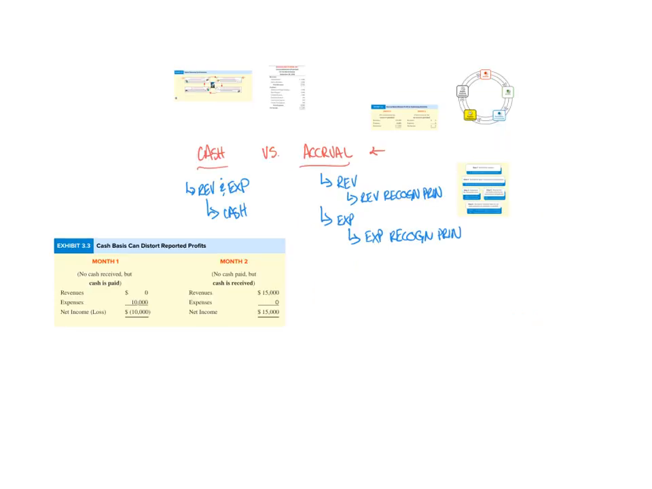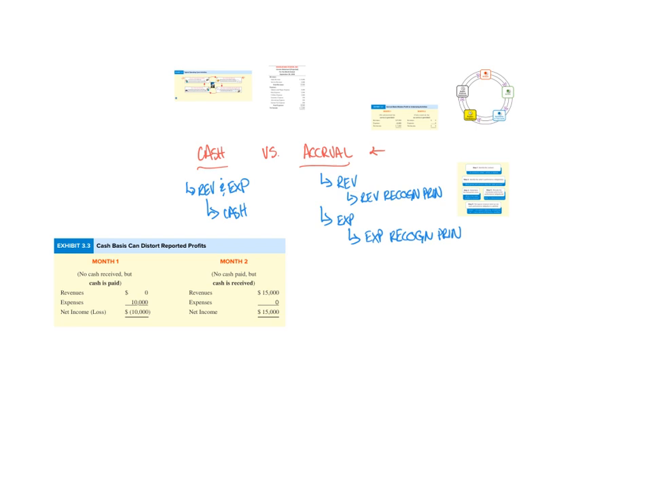Your book gives us an example of an app development company who also provides consulting services. They look at the situation where consulting services are provided in one month, but then are paid for in the following month, meaning that the company sold consulting services, but doesn't receive the money until the month after the consulting services are actually done.